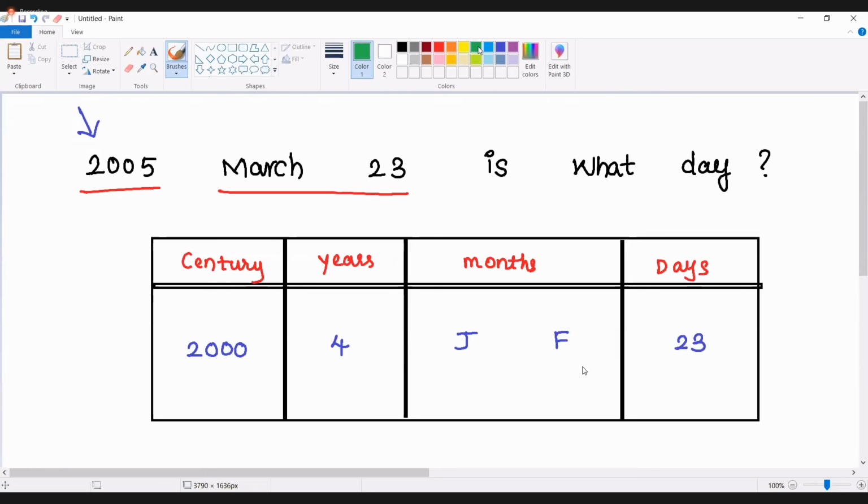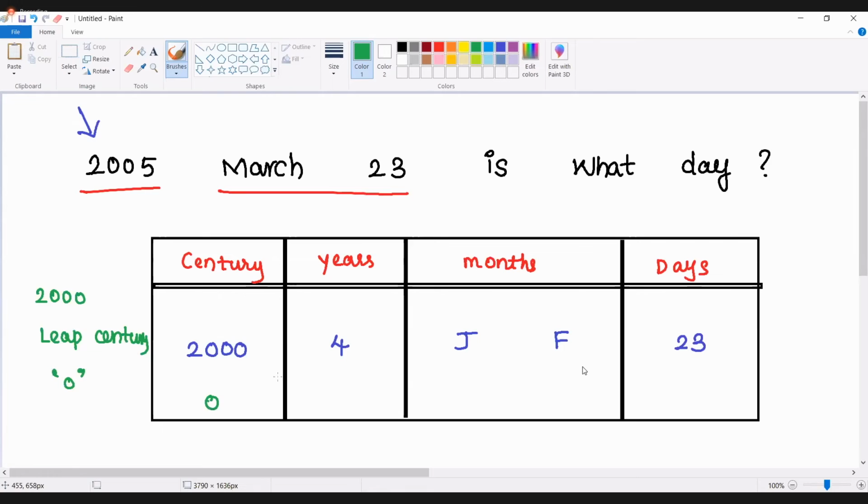So how can we find out the odd days here? 2000 is a century. Remember, 2000 is going to be treated as a leap century. The number of odd days in a leap century is always equal to 0. That is the reason I am taking 0 odd days here.